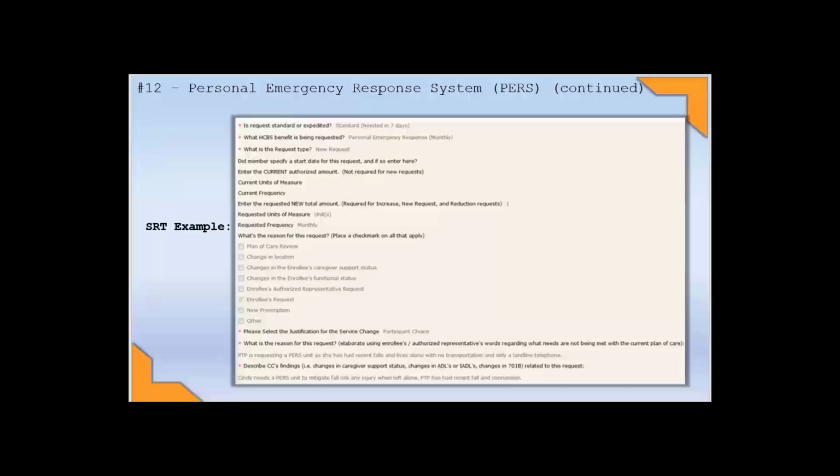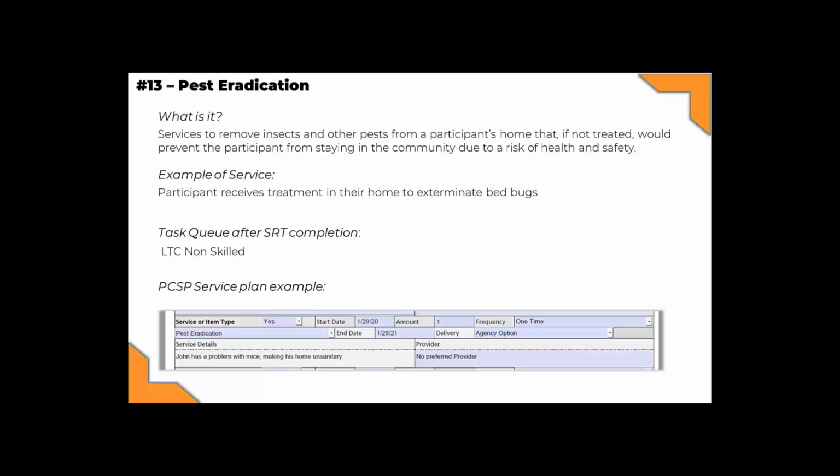And our SRT example. Pest eradication. Exactly what it sounds like, services to remove insects and other pests from a participant's home that, if not treated, would prevent the participant from staying in the community. So an example, a participant receives treatment in their home to exterminate bed bugs.